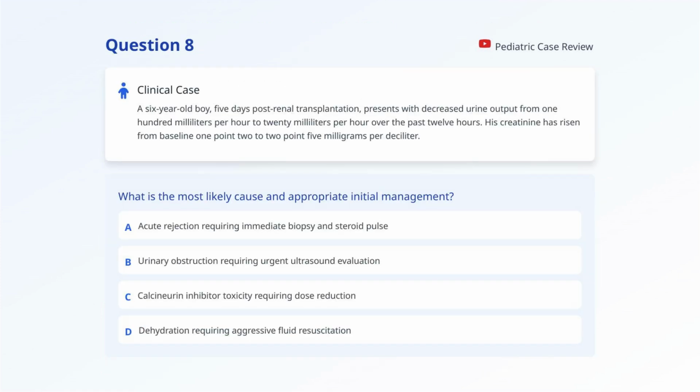A 6-year-old boy, 5 days post-renal transplantation, presents with decreased urine output from 100 milliliters per hour to 20 milliliters per hour over the past 12 hours. His creatinine has risen from baseline 1.2 to 2.5 milligrams per deciliter. What is the most likely cause and appropriate initial management? Option A, acute rejection requiring immediate biopsy and steroid pulse. Option B, urinary obstruction requiring urgent ultrasound evaluation. Option C, calcineurin inhibitor toxicity requiring dose reduction. Option D, dehydration requiring aggressive fluid resuscitation.